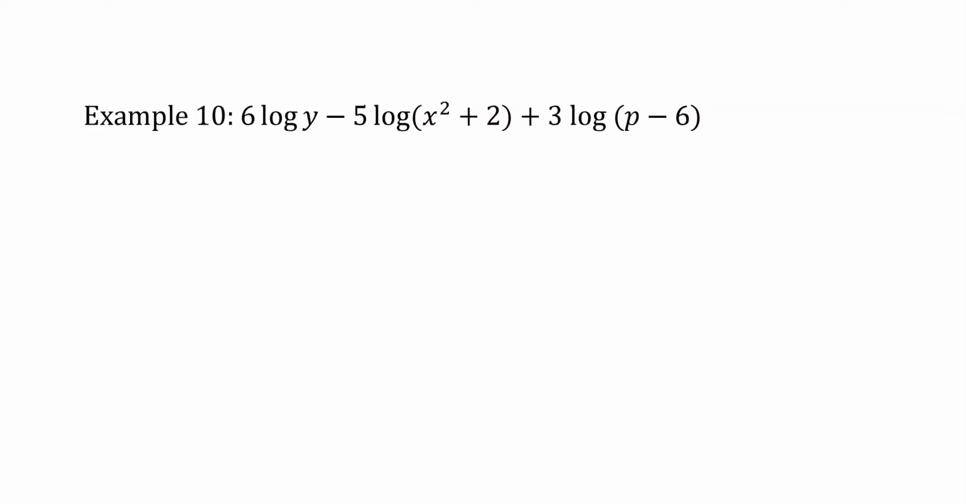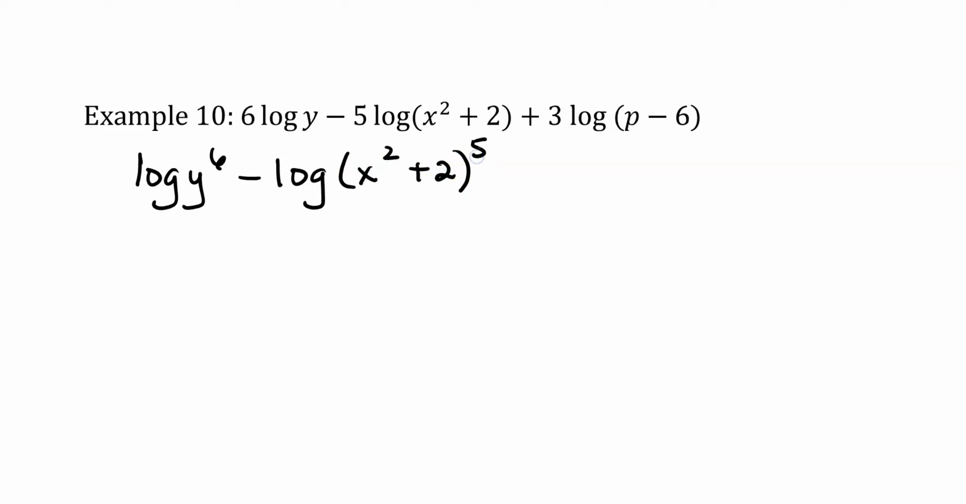In example 10, we have coefficients that we need to send up to the exponent, so we have to begin by doing that. We cannot use the product rule, we cannot use the quotient rule if we have coefficients. If we have coefficients, we need to begin by using the power rule. So the coefficient of 6 is now the exponent on y. The coefficient of 5 is now the exponent on x squared plus 2. And the coefficient of 3 is now the exponent on p minus 6.